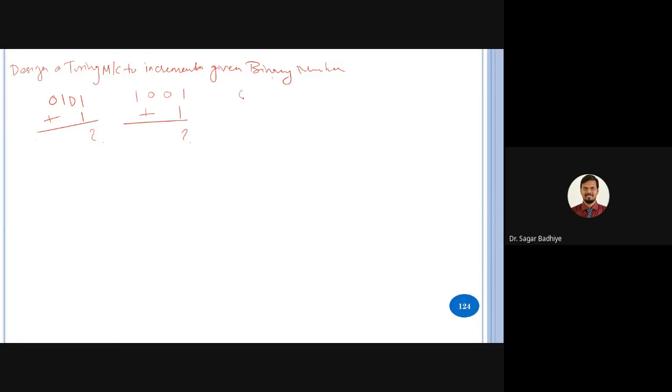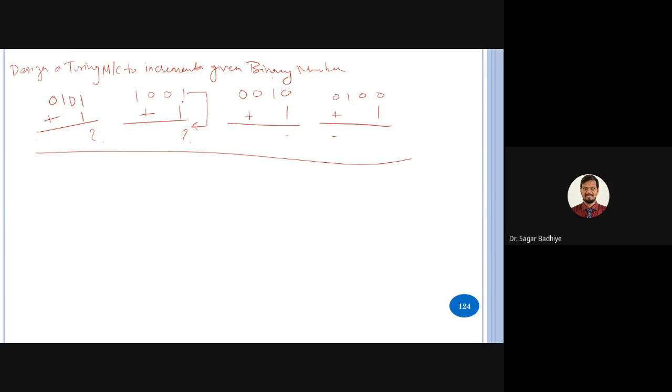Consider another example: 0, 0, 1, 0, incremented by 1. You'll get some other output for 0, 1, 0, 0, plus 1. You'll get some output over here. Try to find the logic in these outputs. Try to find the link between the input and the output.